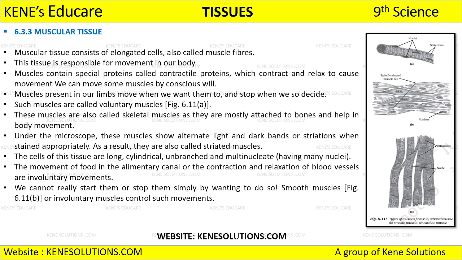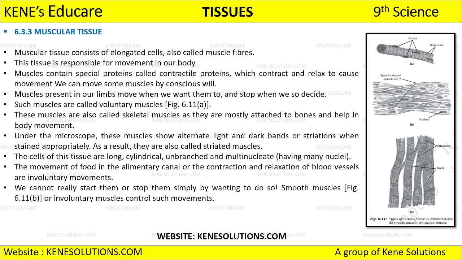These muscles are also called skeletal muscles, because they are mostly attached to bones and help in body movement. Why are they called skeletal muscle? Because these muscles are attached to the bone and help in body movement. And when we visualize them under the microscope, the muscles have light and dark bands, which we also know as striations.